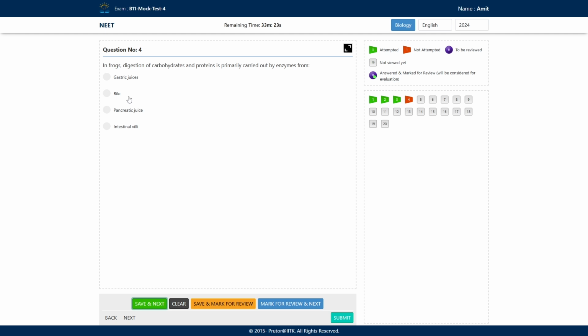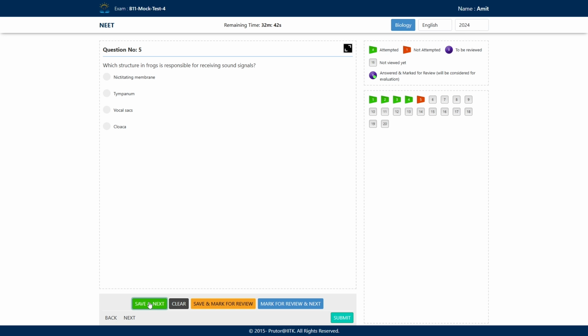Bile juice is there for the emulsification of fat. That has nothing to do with carbohydrate or protein. Pancreatic juice, the juice secreted by the pancreas, is meant for the digestion of carbohydrate, protein, and also fat, as lipase is there. Intestinal villi are meant for the absorption of the digested food, not for the digestion of food. So pancreatic juice is the correct option, and we will save and move to our next question.